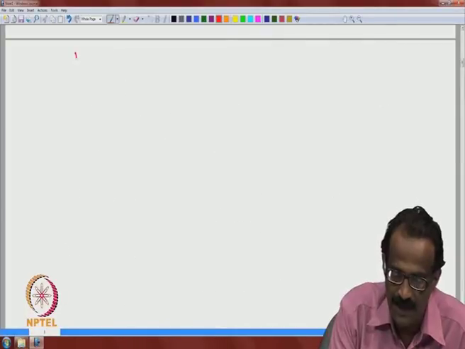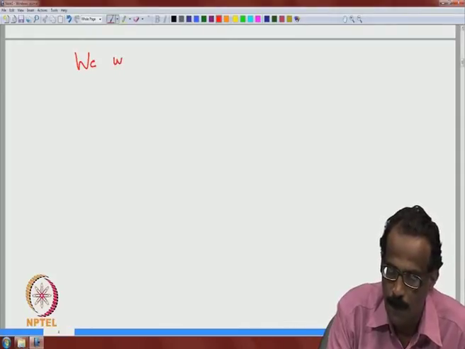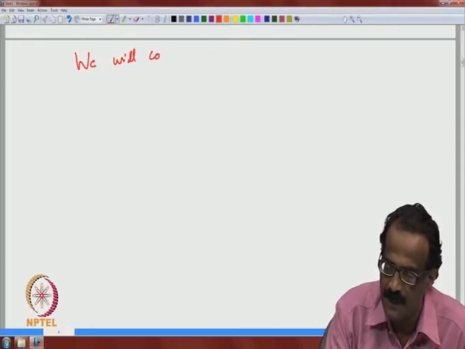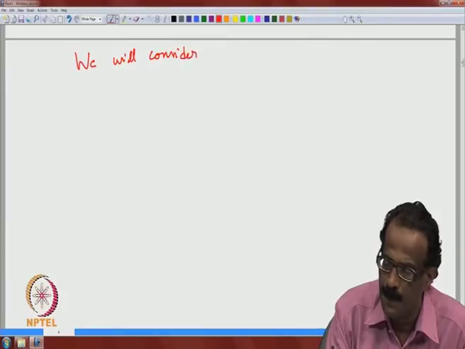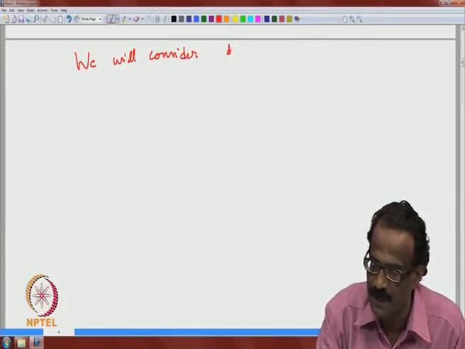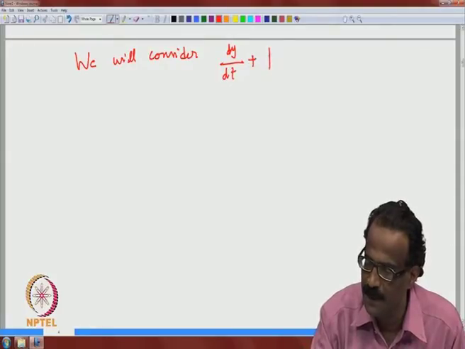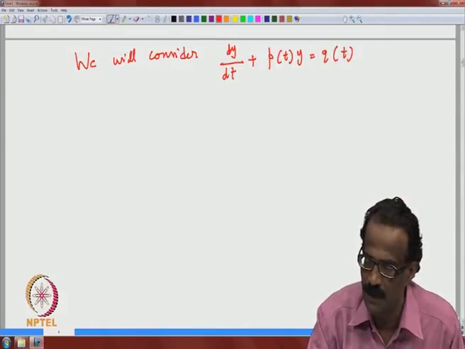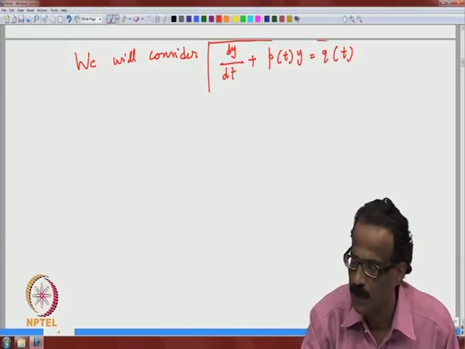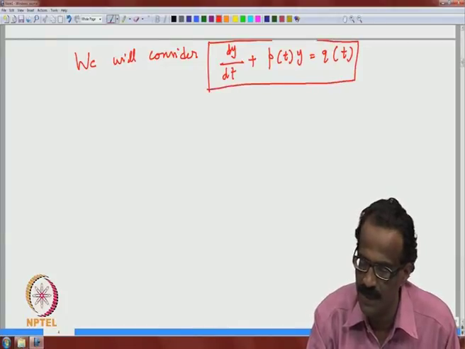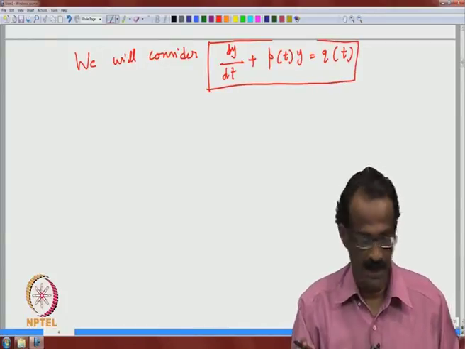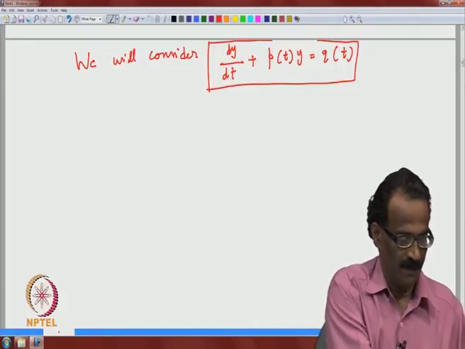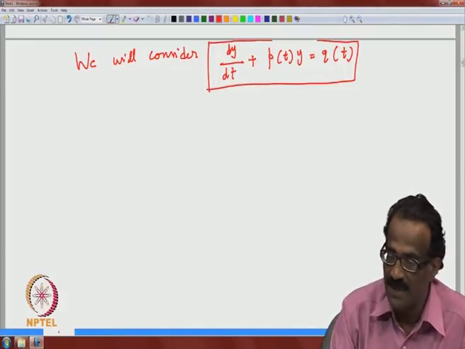So, we will consider this regular type of equation, dy by dt plus p of t y is equal to q of t. This is the equation we are going to completely understand in this lecture. A complete understanding of this equation, we will do here. So, we will start with an example.